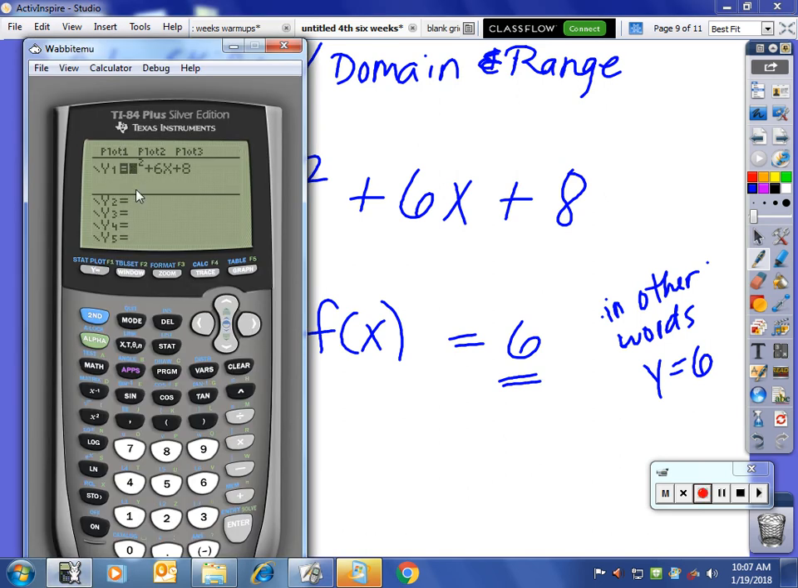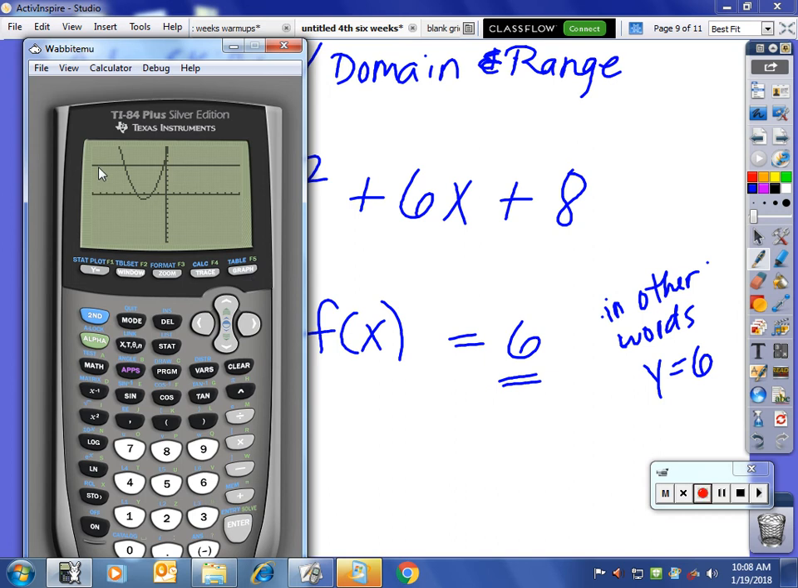So I'm going to go to y equals, my function rule is already there, y equals x squared plus 6x plus 8, and I want to know where does this have a y value of 6. F of x equals 6, that means y equals 6. Now look what's going to happen. It's going to draw a flat line with a y value of 6 across the picture. I'm looking for this point and this point.